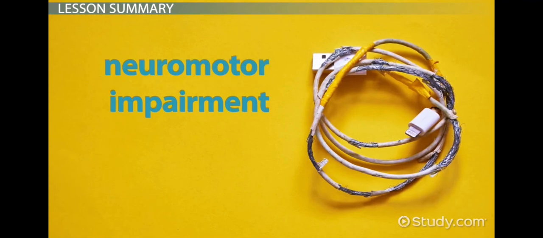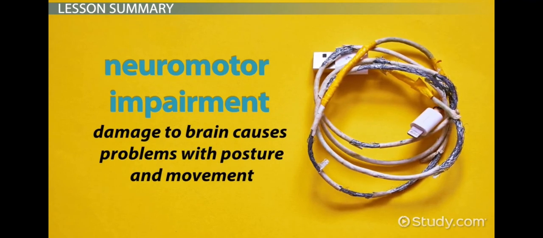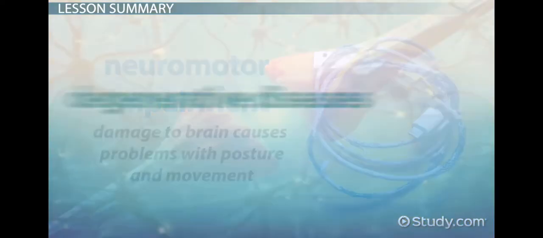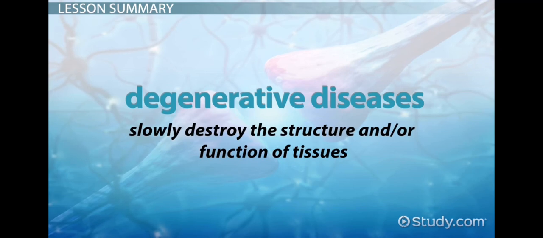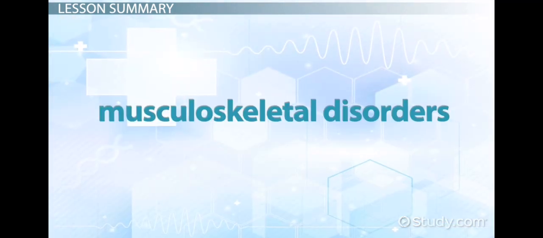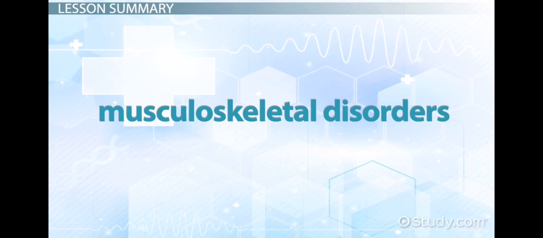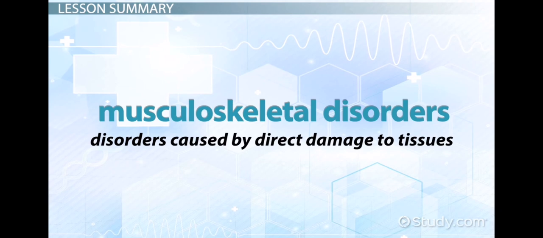Neuromotor impairment, such as from cerebral palsy. This is where damage to the brain causes problems with posture and movement. Degenerative diseases, like muscular dystrophy, which slowly destroy the structure and/or function of tissues. And finally, musculoskeletal disorders, such as a missing limb or severe burn, which are disorders caused by direct damage to tissues.